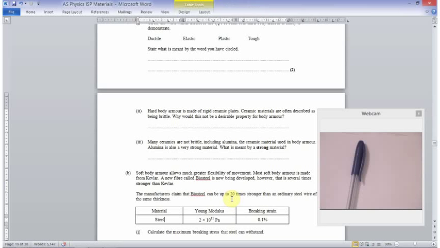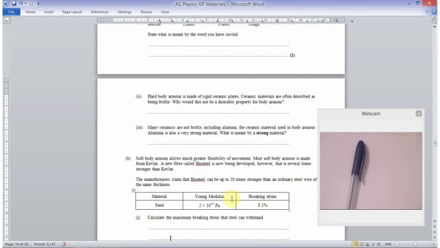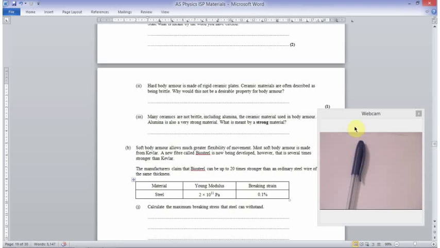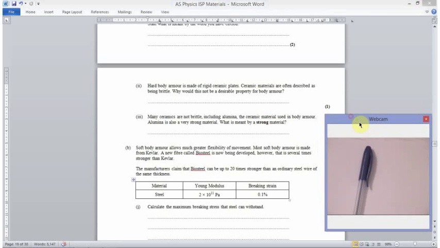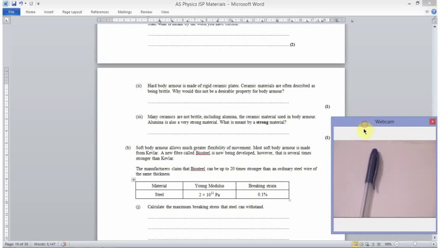So in this situation, they're talking about Kevlar, and they're talking about a new fibre called BioSteel, which is being developed, that is several times stronger than Kevlar. The manufacturers claim that BioSteel can be 20 times stronger than ordinary steel wire of the same thickness. So here we've got ordinary steel wire.